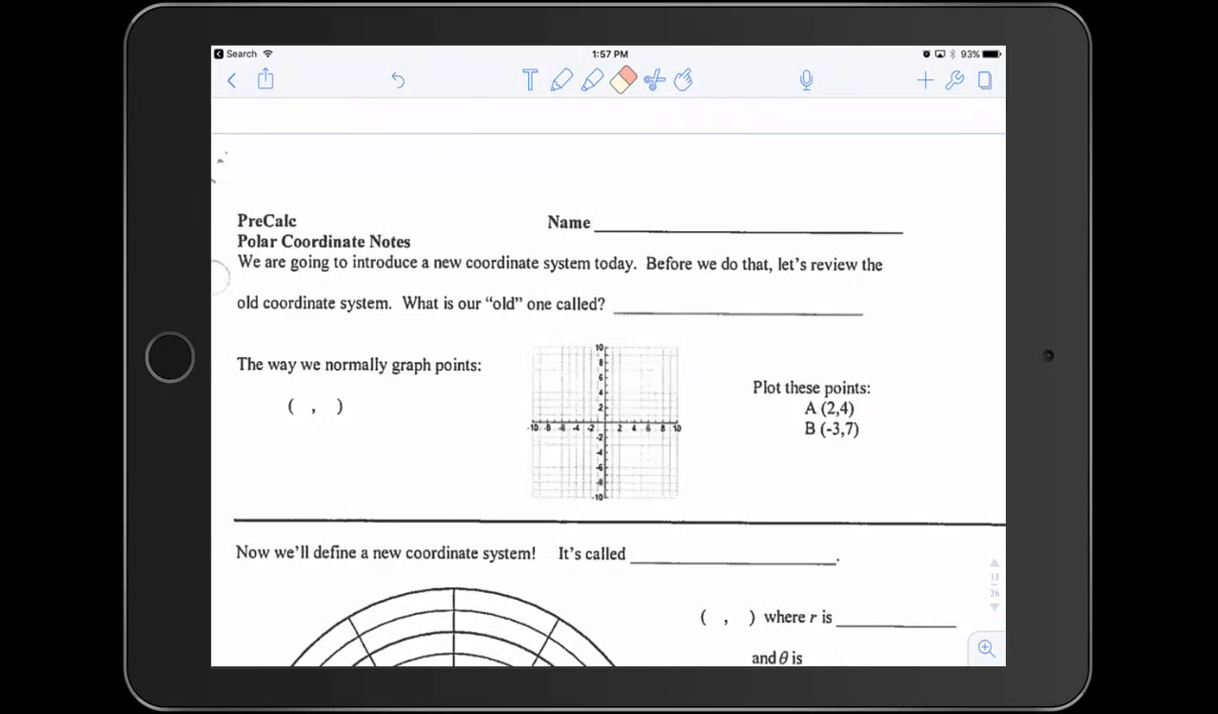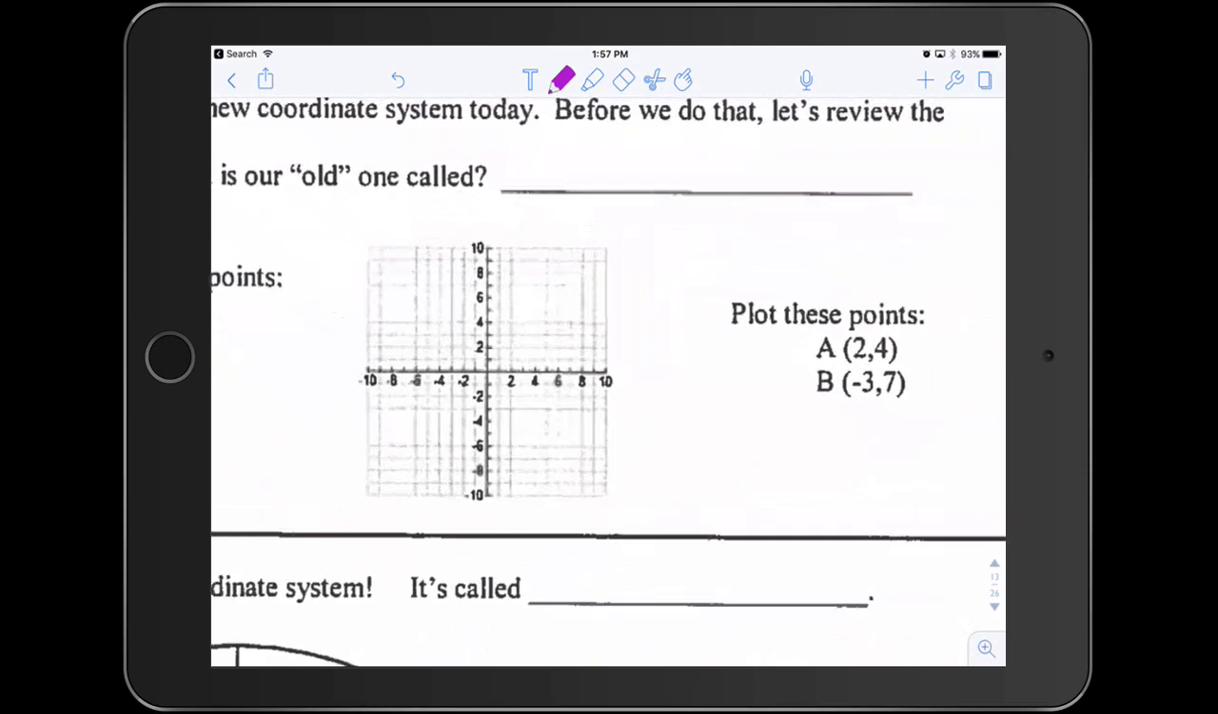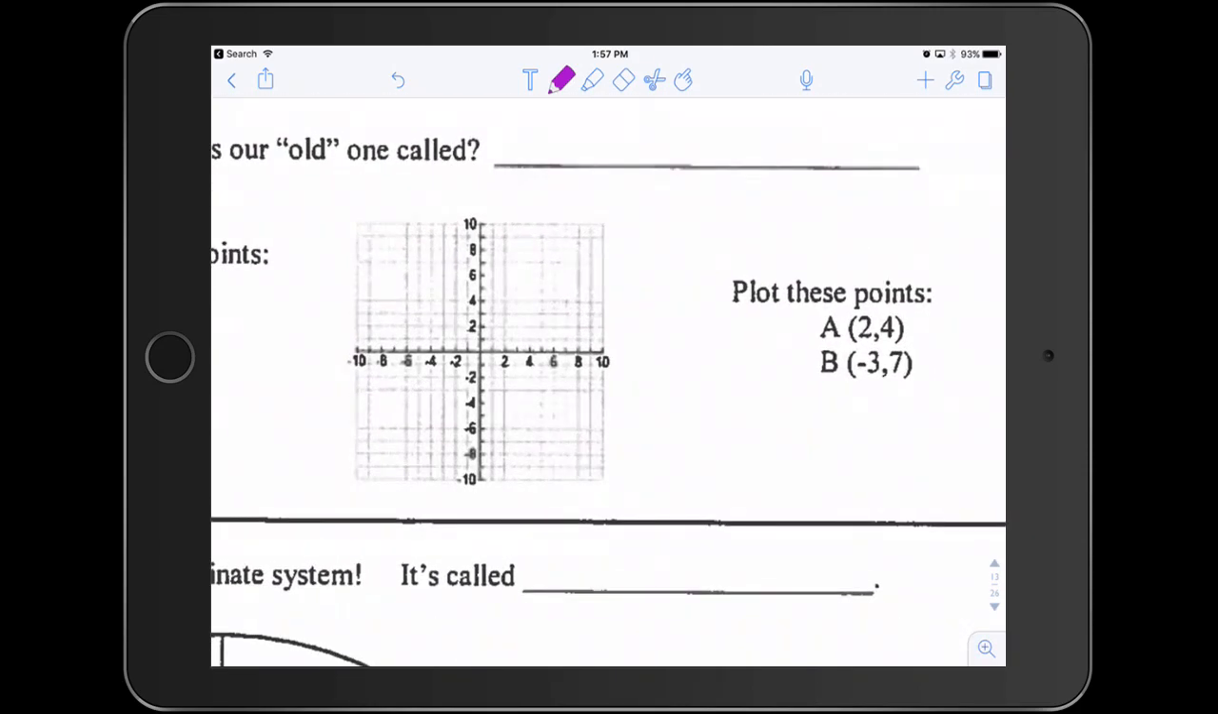Hi ladies and gentlemen, I am going to do a quick video on your PN42 notes. So up here I'm going to write PN42 for your record, and it's going to be about polar coordinates. But before we get into polar coordinates, I want to take a step back and make sure you're feeling good about our good old-fashioned Cartesian coordinate system, or what a lot of teachers will call the rectangular coordinate system.